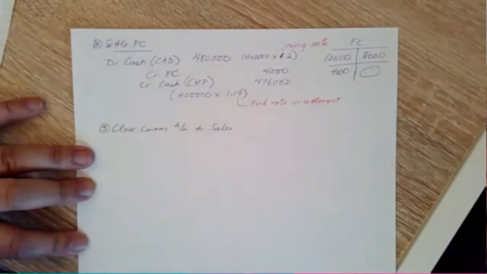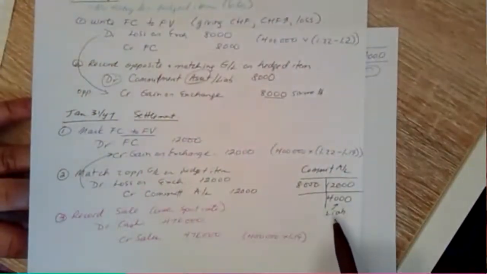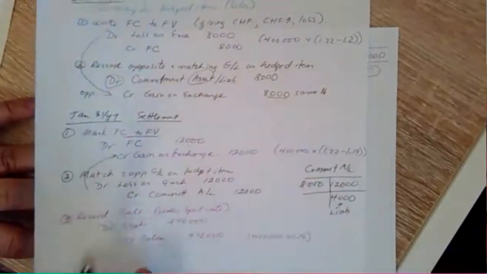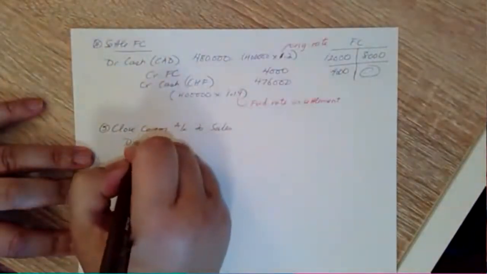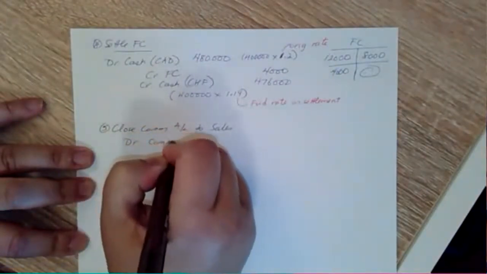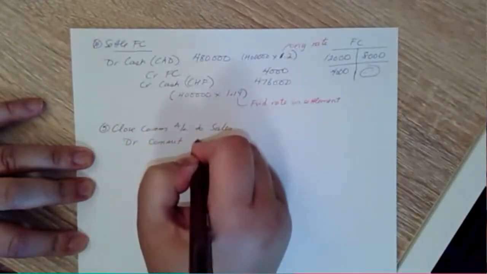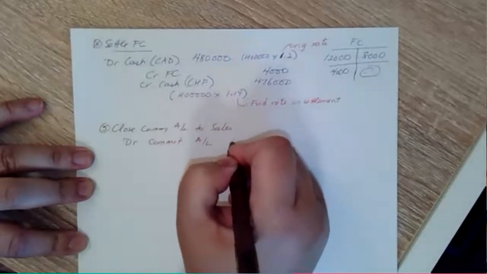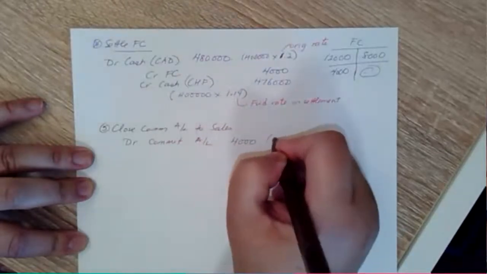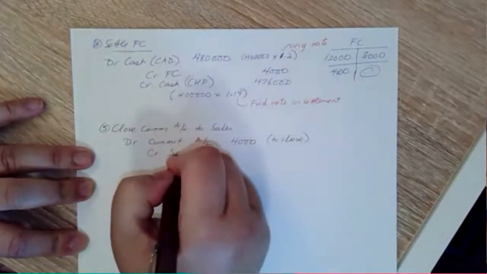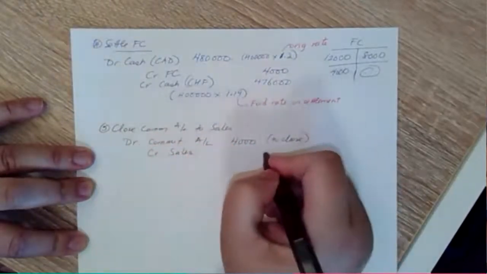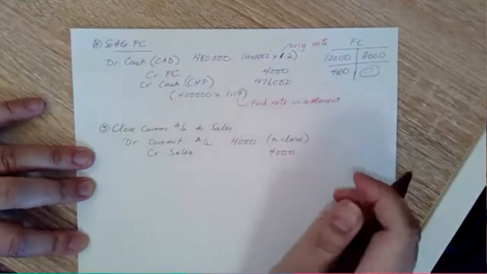Okay, so know from this last page where we drew a little picture, we've got a liability and we have to close it. So to close a liability, we're going to debit commitment asset liability for 4,000, and that's to close. And this time it was a sale, so you're going to credit sales.